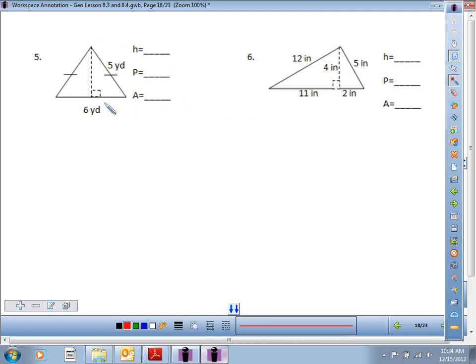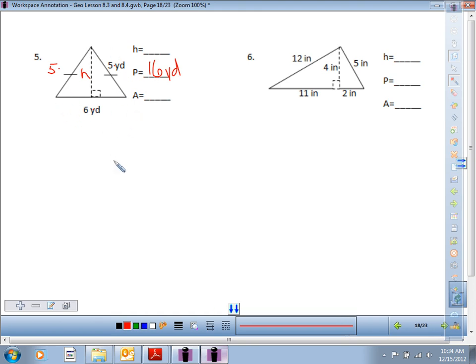If we look at this, we don't have the height in here. So we'll get back to that. Let's go to perimeter first on this guy. So if we know that this is 5, this is 5. Now we take 5 plus 5 is 10. 10 plus 6 is 16. So the perimeter is 16 yards. Now what that is, that's the distance around. So that would be the distance around there, and that's just the length.